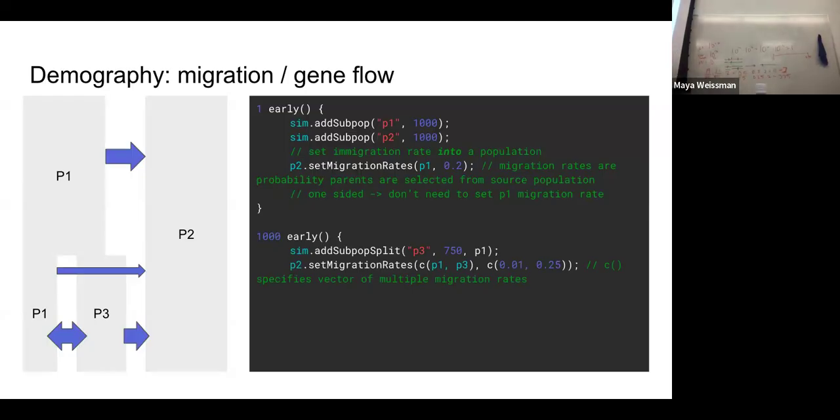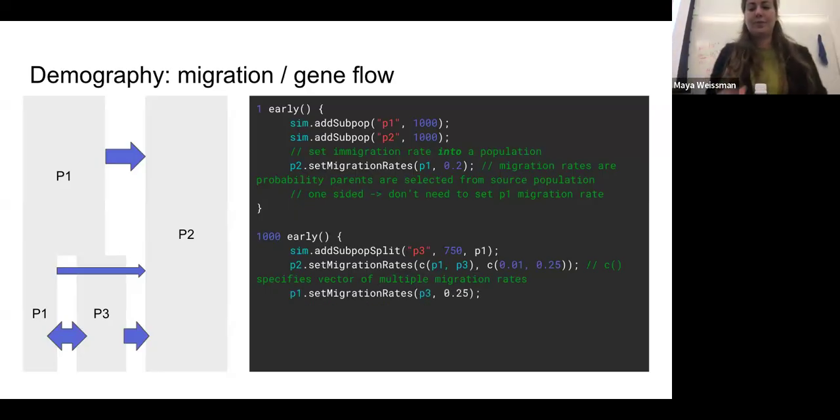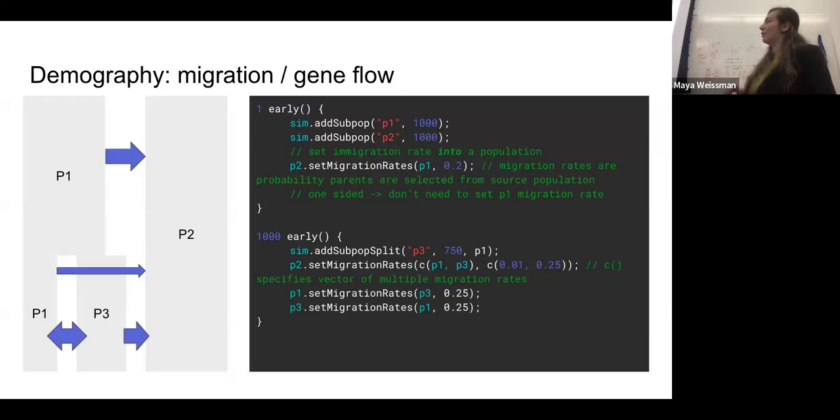Then I did the same kind of add subpop splits. Again, you can give a vector of multiple migration rates. They need to definitely add up to less than 1, otherwise it will break, because these are probabilities that you pull a parent, right? So here I'm setting migration rates into P2 from both P1 and P3, saying there's a very low but non-zero probability I pull your parent from P1 and a larger probability I pull your parent from P3. And then I did the same for P1 and P3 just to make it look like the picture. And so P1 and P3 have symmetrical migration rates, but I specified it separately.